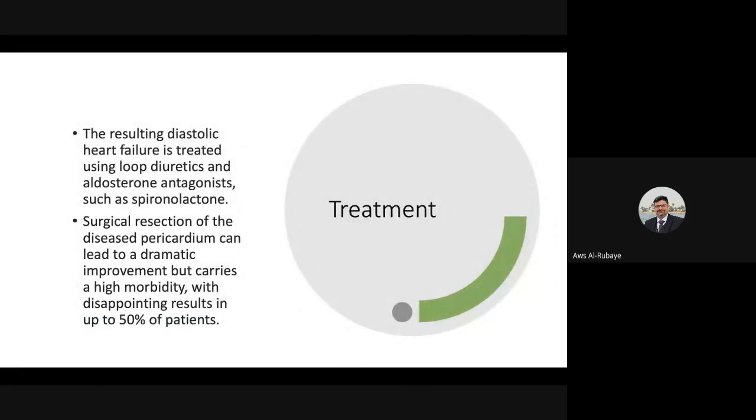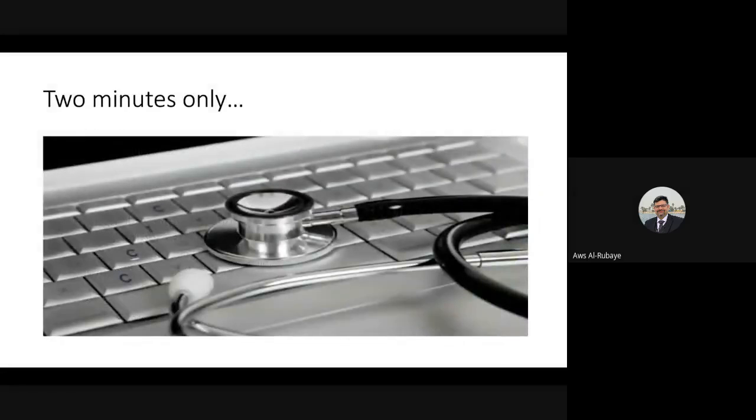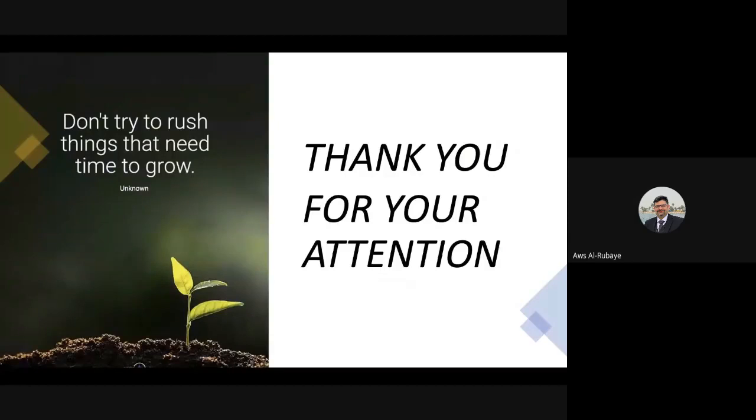The resulting diastolic heart failure is treated by loop diuretics and aldosterone antagonists such as spironolactone, and sometimes you need surgical resection of the diseased pericardium, which can lead to dramatic improvement, but this carries high morbidity with disappointing results in up to 50% of the cases. Thank you very much.